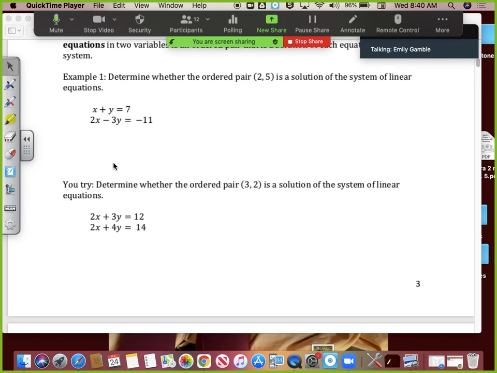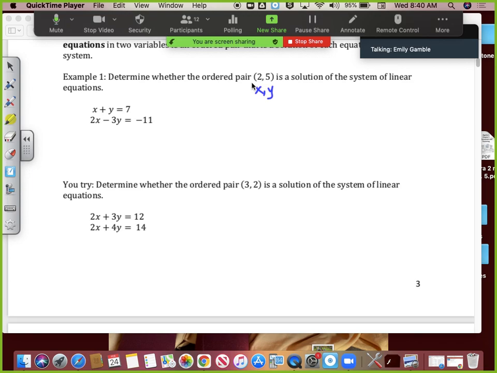Okay, so looking at example 1, we are trying to determine whether the ordered pair is a solution to the linear system. So the point we're trying to verify is (2, 5), and every ordered pair is in x, comma, y form, and we want to see if this point is a solution to both the equations. So in this section, we're going to be seeing not one, but two equations, and we have to see if (2, 5) works for both of them. If it works for both, then yes, it is a solution. If it works for none, then it's not. If it only works for one, then it's also not a solution.